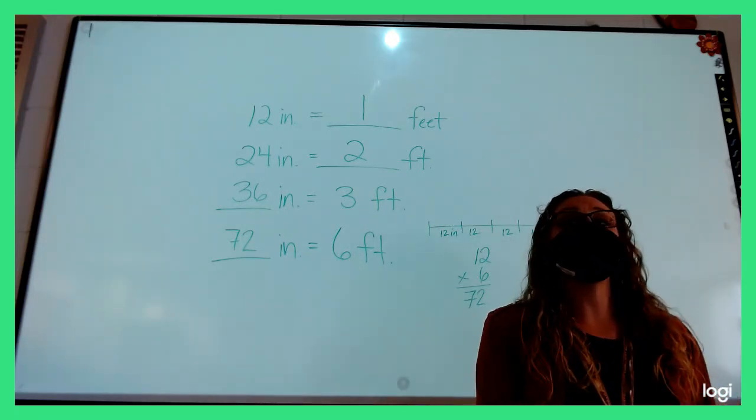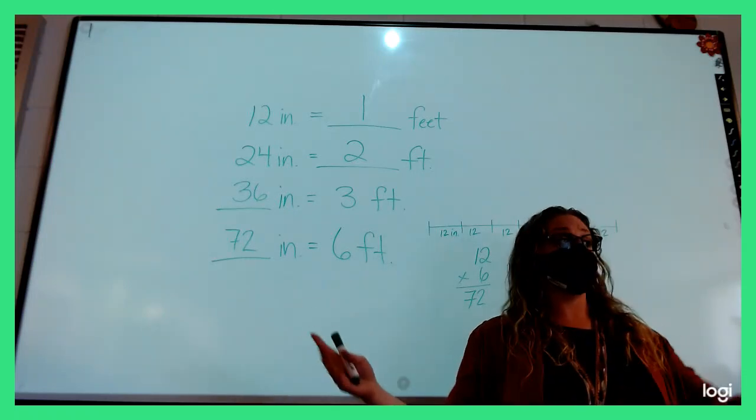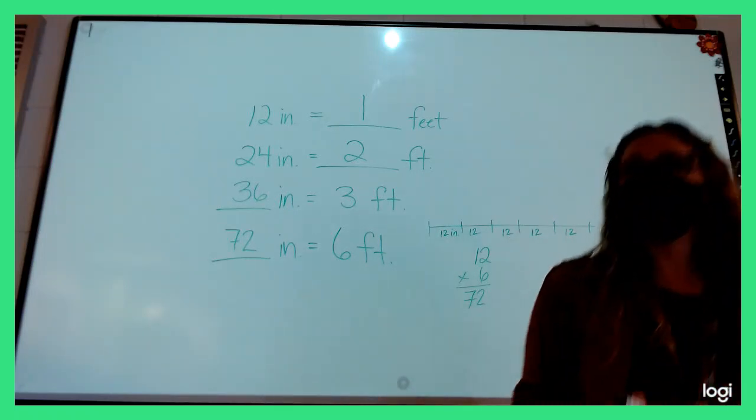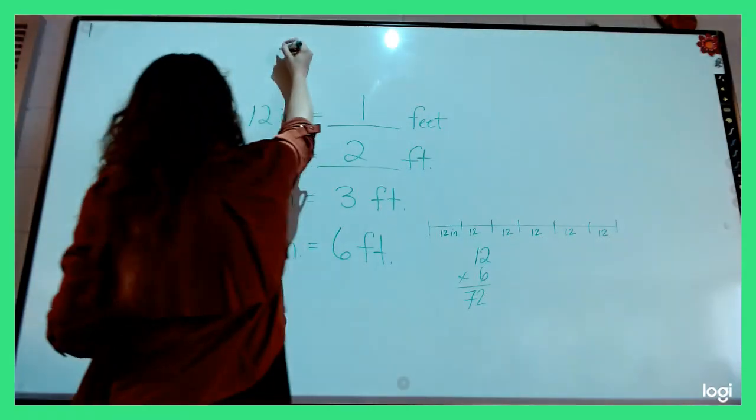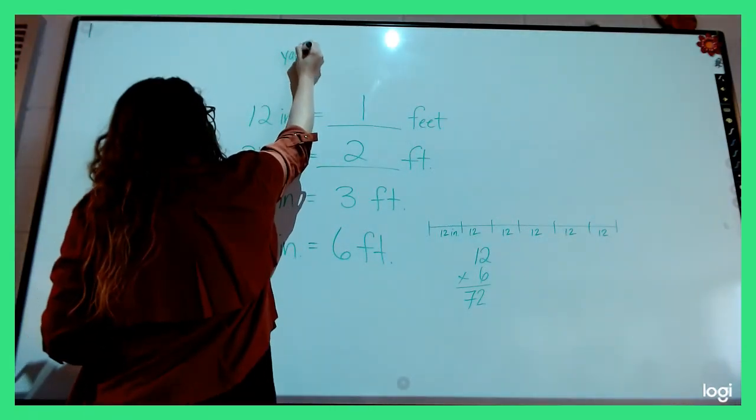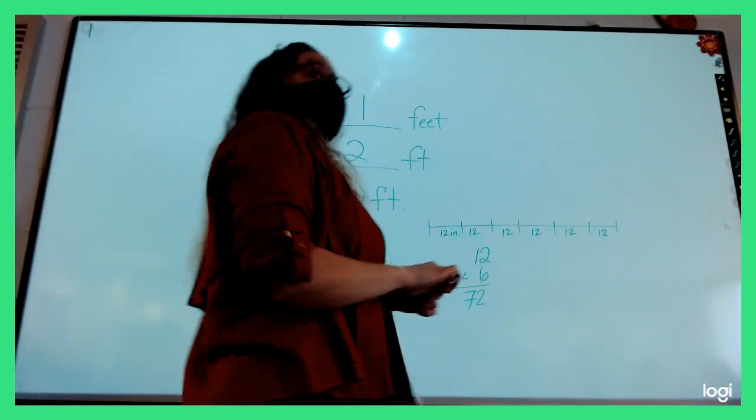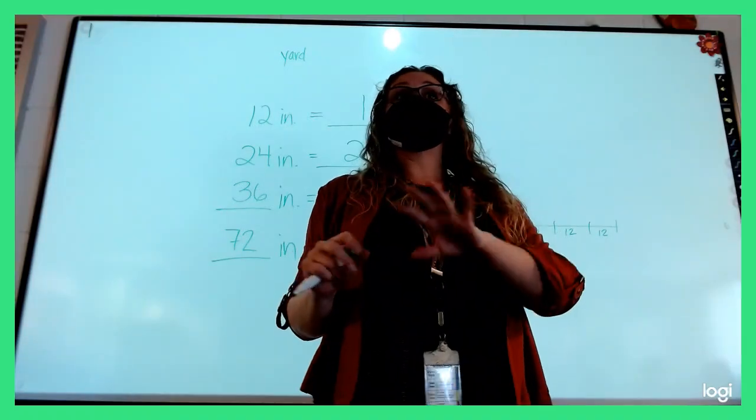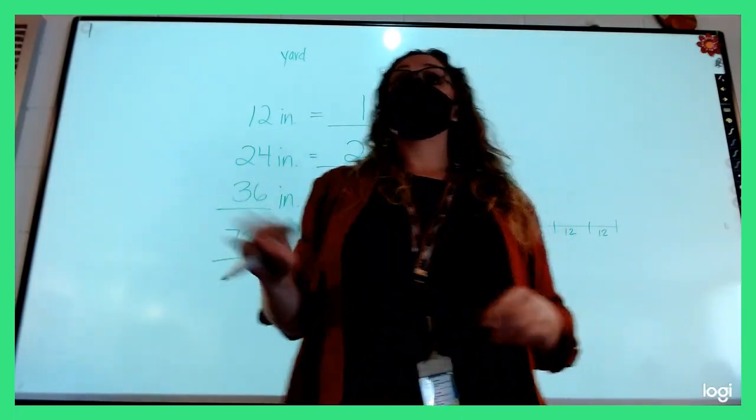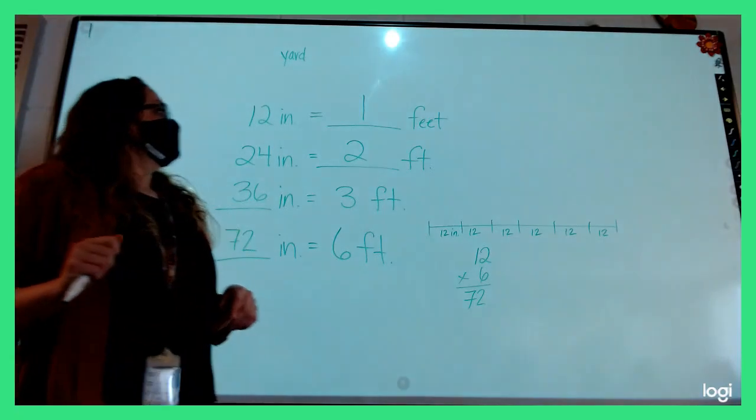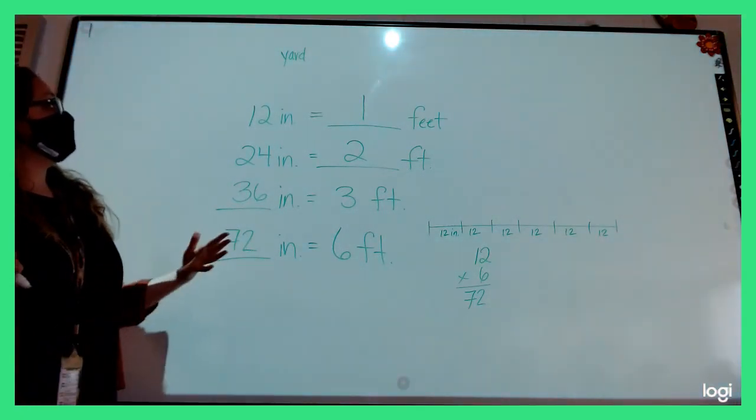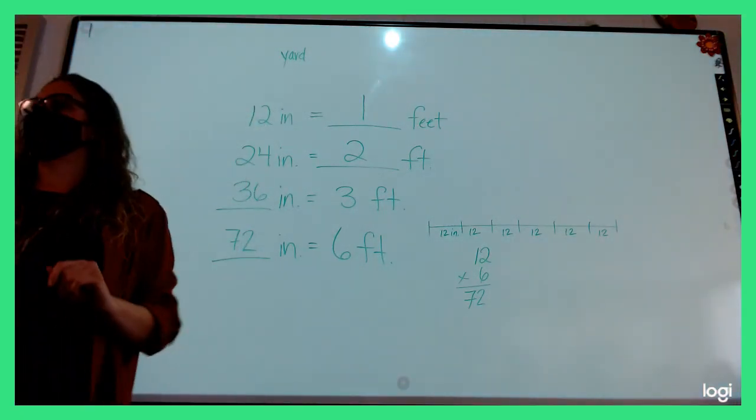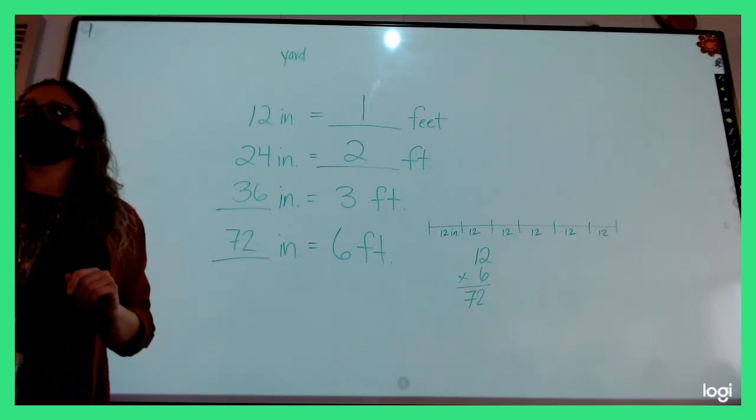All right, so what is the next bigger thing beyond a foot? Emma? Yard. A yard, okay? Everyone write that word down so we don't forget. So a yard. Meters is similar to a yard, but it's a different type of measurement. So we'll do that later this week, okay? So inches, then feet, and then a yard.